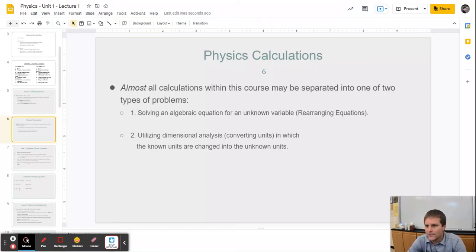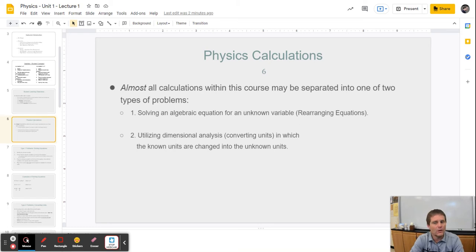In this video, we're going to discuss physics calculations in terms of the two math problems that we're going to need to be able to solve in almost all physics calculations. Almost all calculations within this course, as well as when you get to college level chemistry, are going to fall into one of two categories. The first category is being able to solve an algebraic equation for an unknown variable. Another phrase that is used to describe this is simply rearranging equations, and you've had this in your algebra class.